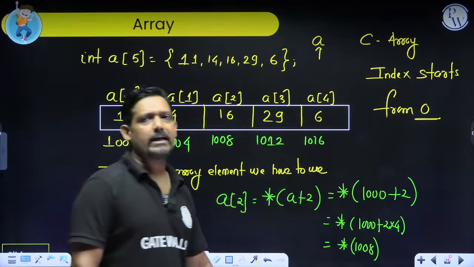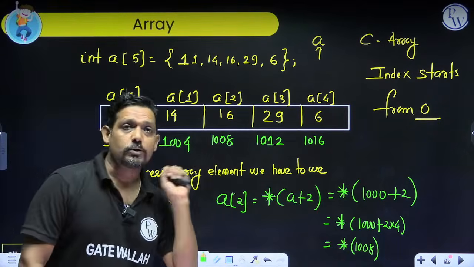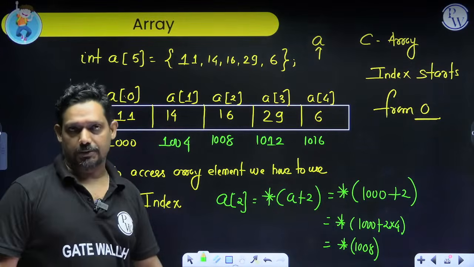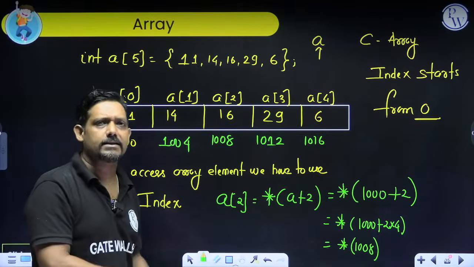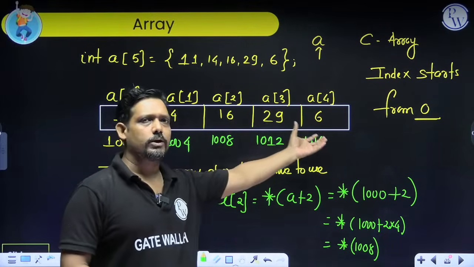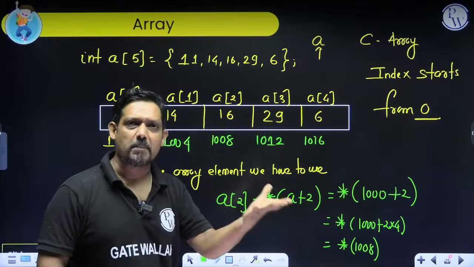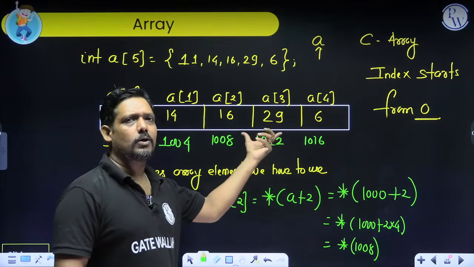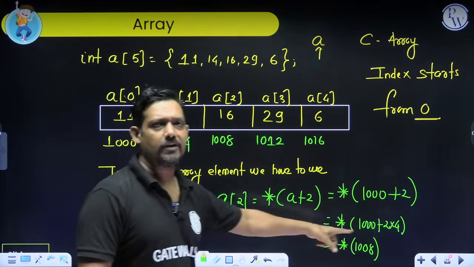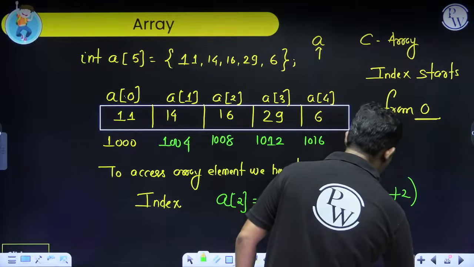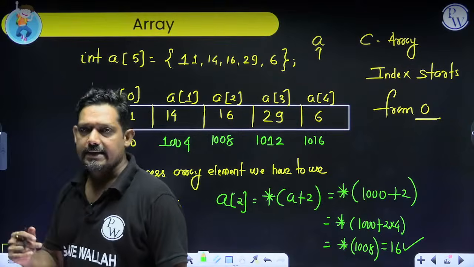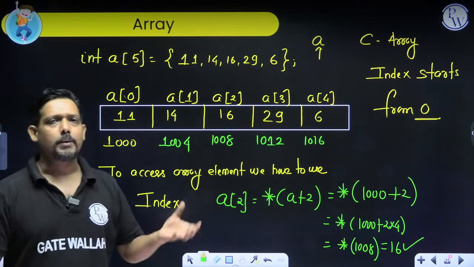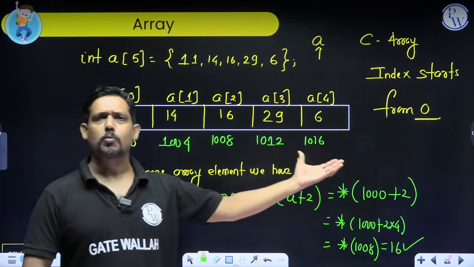Okay, dereference 1008. So it will come to this position. Since it knows that it's an integer, from 1008 it will take 4 bytes, and the whole value here, in this case dereference 1008, is equal to 16. This is how elements are accessed in constant time, because it has a formula for it.